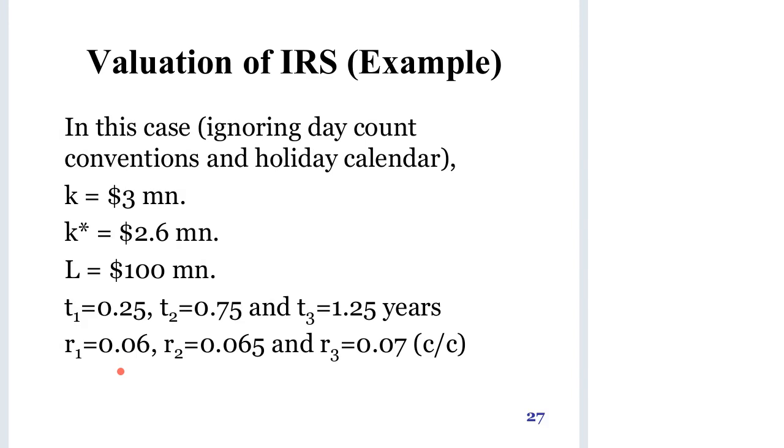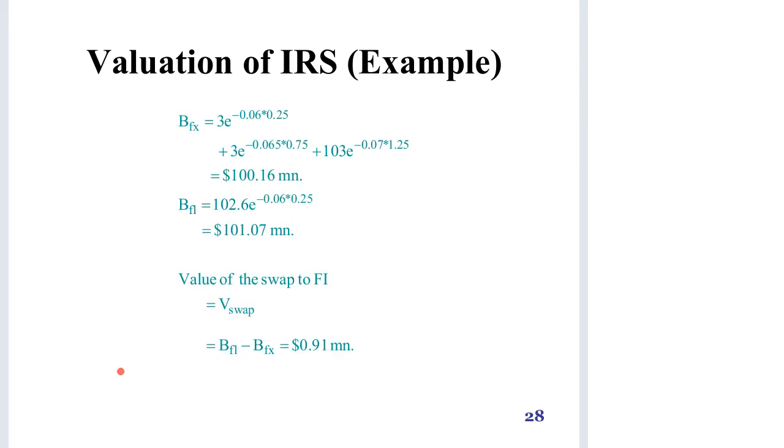Now T1 is 0.25, T2 is 0.75, and T3 is 1.25 years. And what are the interest rates? They are given: 6%, 6.5%, 7%, continuously compounded. So I can use that to calculate the value of the fixed leg. Similarly, I know the value of the floating leg. So the value of the swap is nothing but the difference between these two, which is 0.91 million. I've simply computed them and taken the difference, and that is 0.91 million.